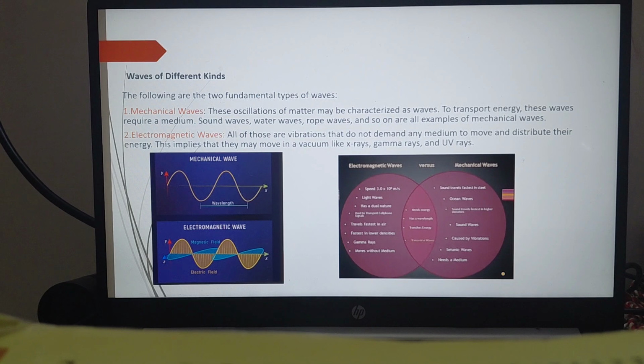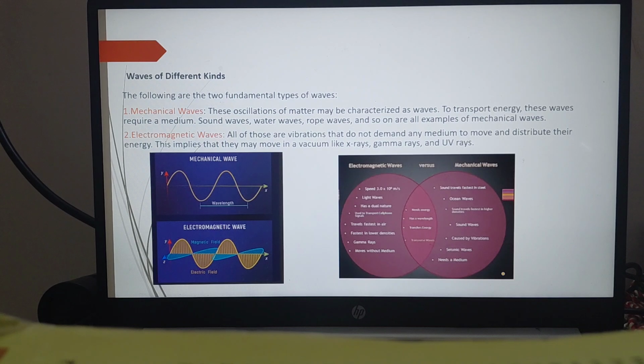What are electromagnetic waves? These are also a formation of waves, but electromagnetic waves do not demand any medium. They don't need any medium at all to distribute their energy. The energy is distributed, like X-rays, gamma rays, UV rays. These all come under electromagnetic waves. The speed of electromagnetic waves is 3.0 × 10^8 meters per second.